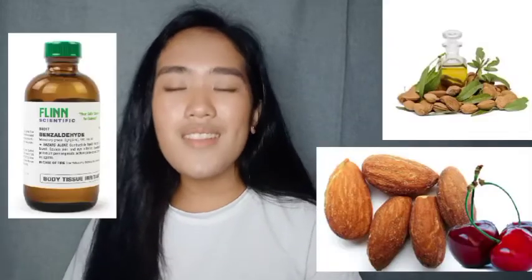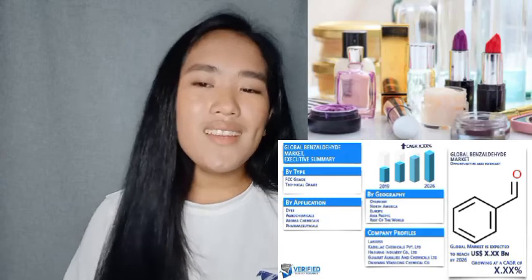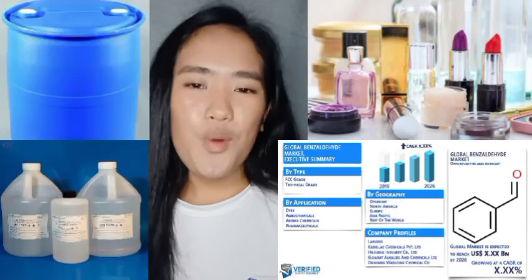Fifth is benzaldehyde. Its formula is C6H5CHO. This is an organic compound consisting of a benzene ring with a formyl substituent. This is the simplest aromatic aldehyde and is commonly used to give almond flavor and scent to food and other products. Benzaldehyde is widely used in pharmaceuticals, cosmetics, additives to plastic, and much more.